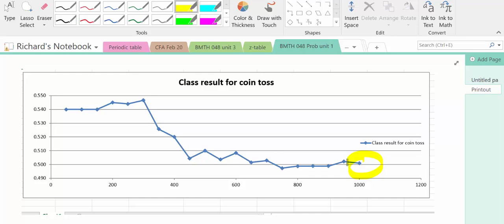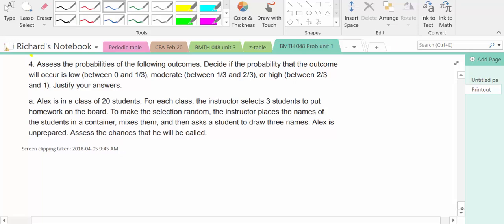And you can see that after a large number of tosses, things are starting to level out, and we are seeing what we would expect for something that had equal probability, a probability of 0.5 for heads. In other words, it's 50-50. 50% chance you're going to get heads, 50% chance you're going to get tails.